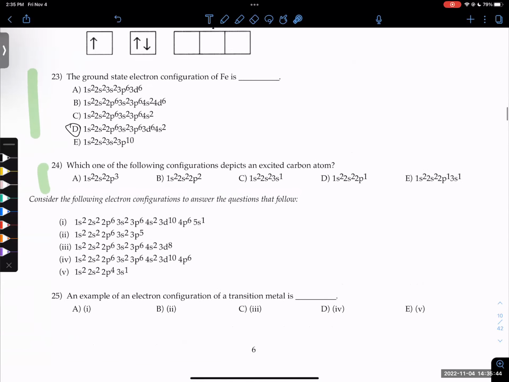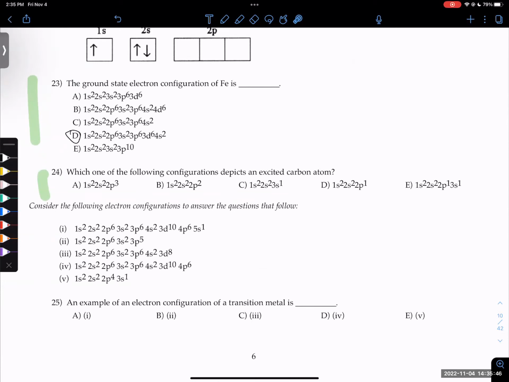Do you want to do 24? Does it change? What do you mean? Did you say you just move it up one energy level? So what do we think? I put E. Since it's originally 2p2, we just removed the 3s. You said you put E? Yeah.